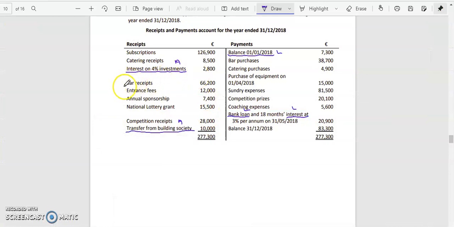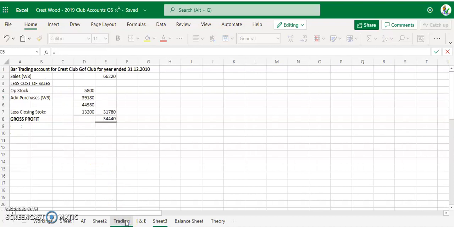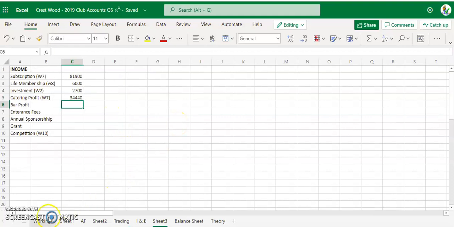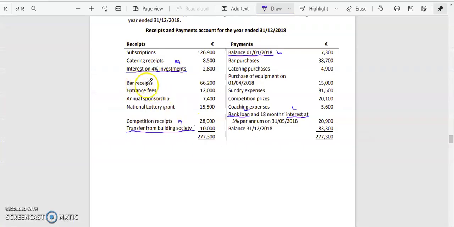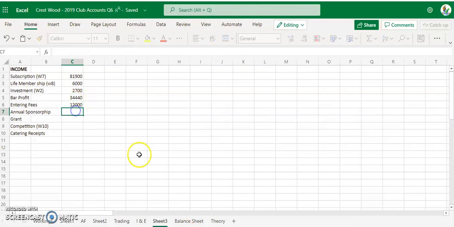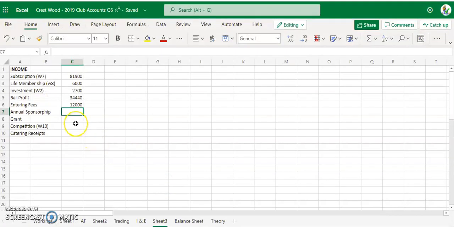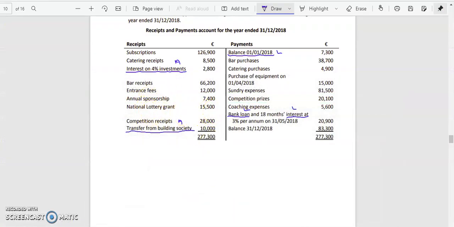So keep working down. We've got bar receipts. Instead of using bar receipts, we're going to put in the profit that we made on the bar itself, so that's from our trading account. So we've got our bar receipts, which is 34,440. The next item we work down is our entrance fees, which are 12,000. Our next one as we work down is annual sponsorship, 7,400. Then we've got national grant, 15,500.